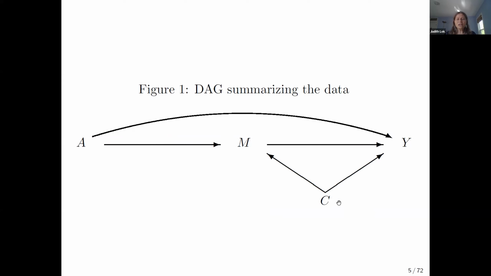The common causes of the mediator M and the outcome Y are also in this DAG. As you can see, there is no arrow from these common causes C into A, because for now we are assuming that treatment was randomized.